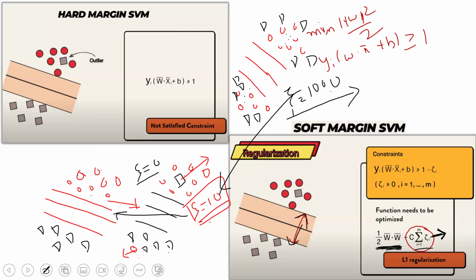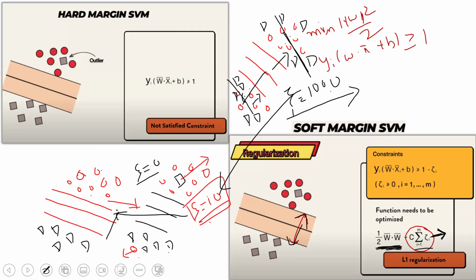Okay. Now to trade off, what has to be given importance, whether you want to give importance to maximizing the margin or minimizing the slack. When you're trying to minimize the slack, margin will become less. When you maximize the margin, what happens? Slack will increase. So when you maximize the margin, so many points will come within this range. So margin will increase, but slack will also increase, right?